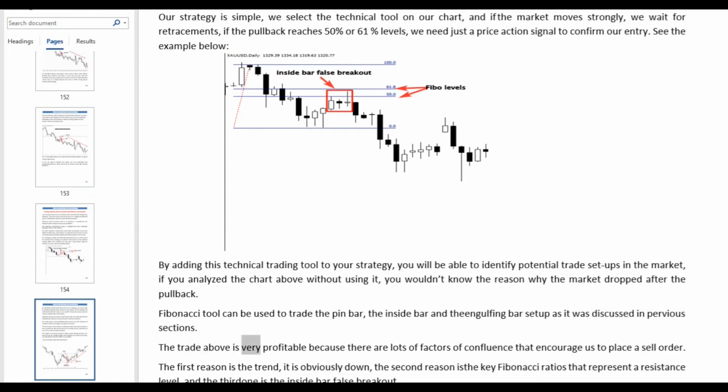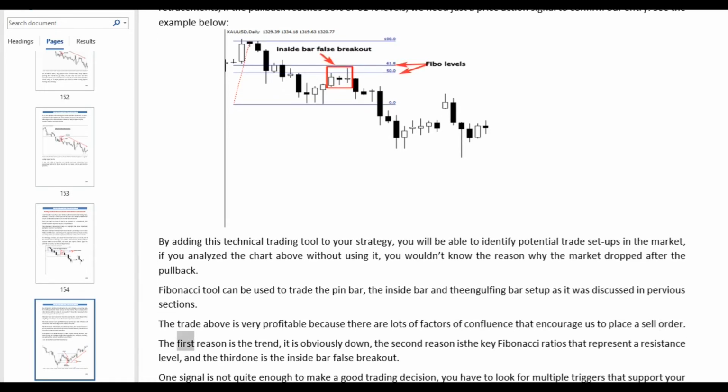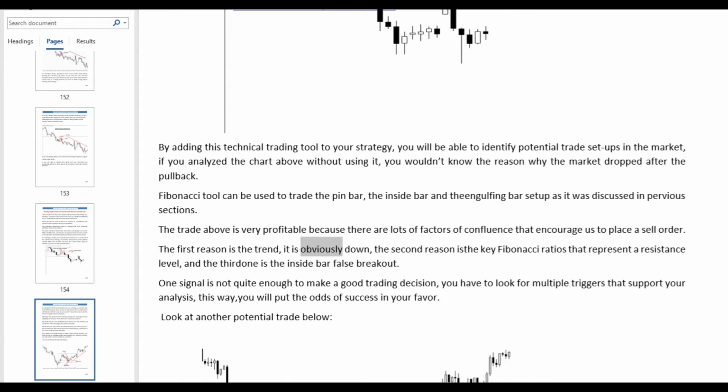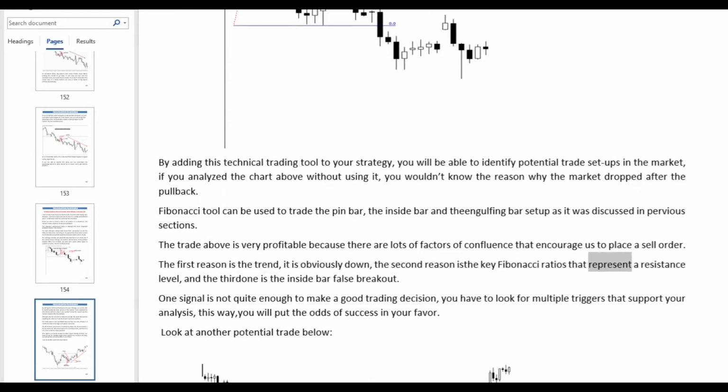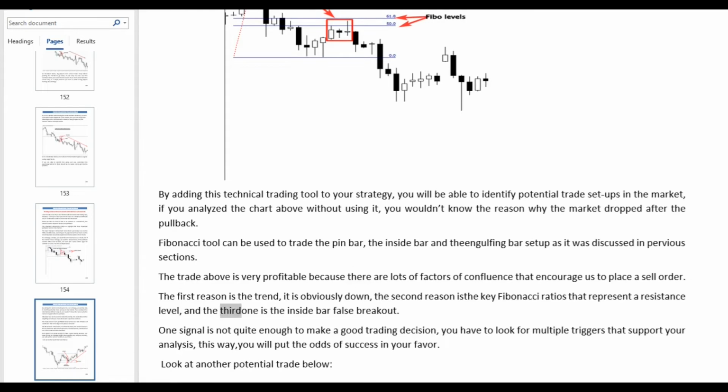The trade above is very profitable because there are lots of factors of confluence that encourage us to place a sell order. The first reason is the trend. It is obviously down. The second reason is the key Fibonacci ratios that represent a resistance level, and the third one is the inside bar false breakout.